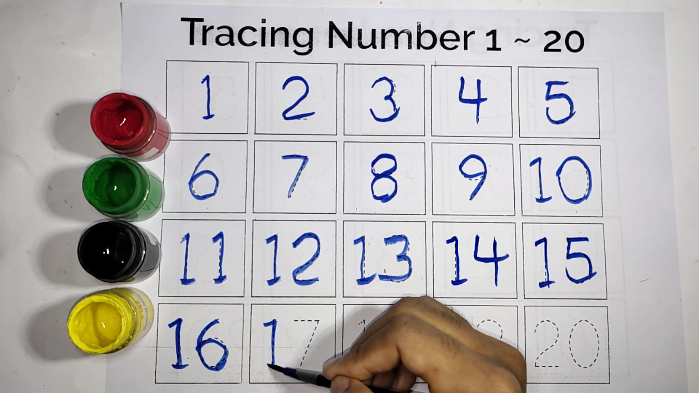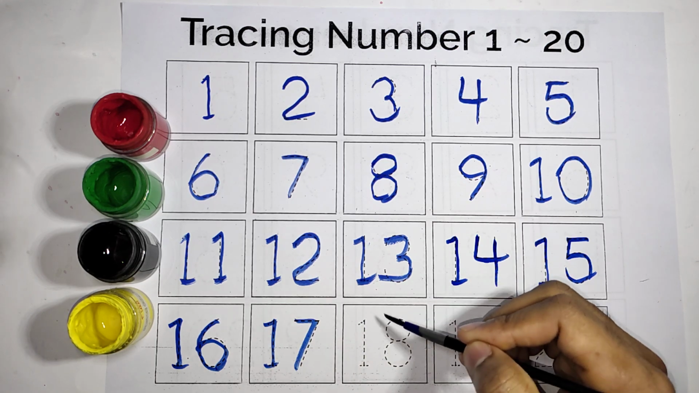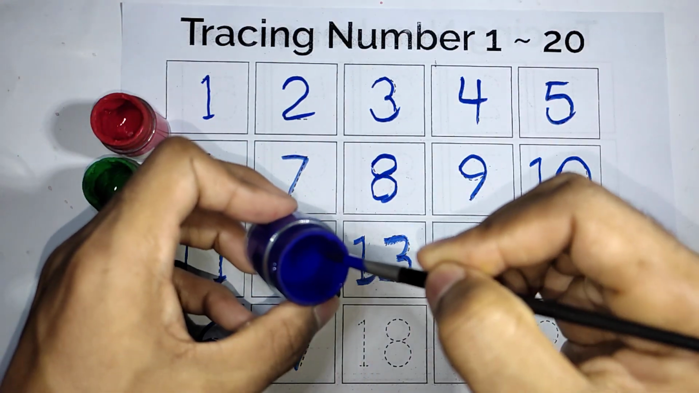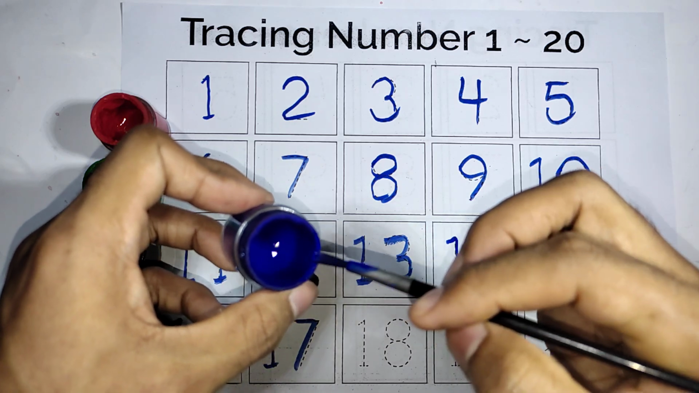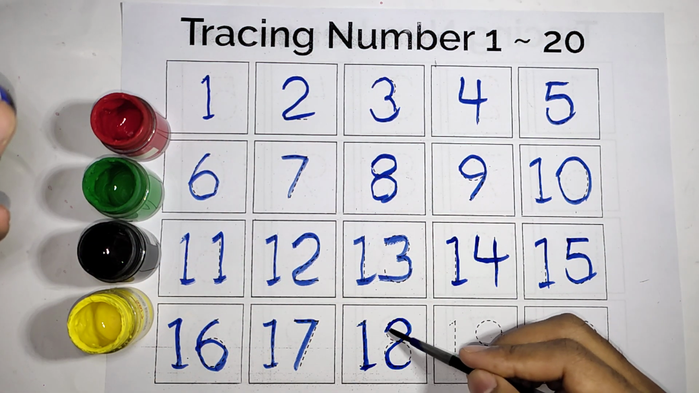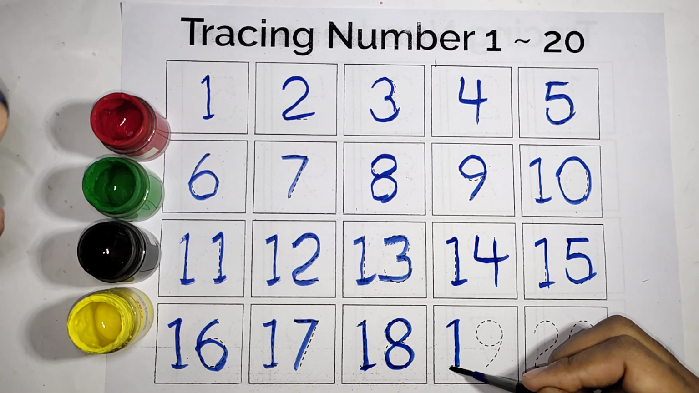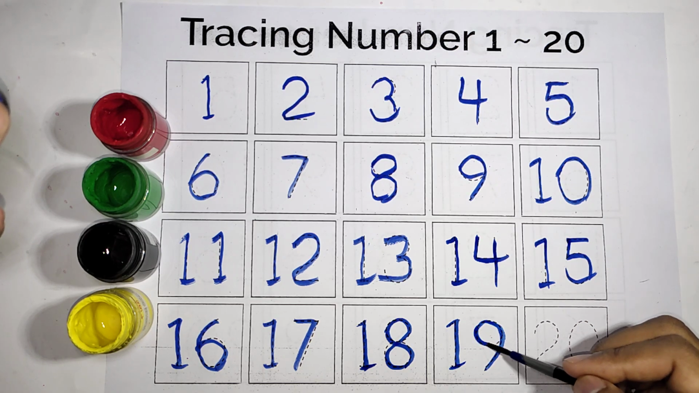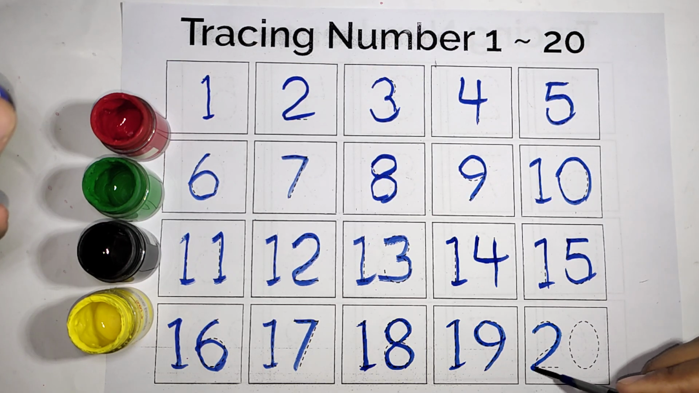Kids, now we draw 17. And the next one is 18. Now we draw 19, the number of 19. And the last one is 20.